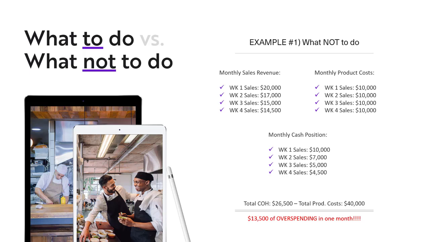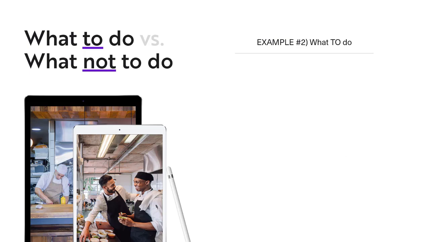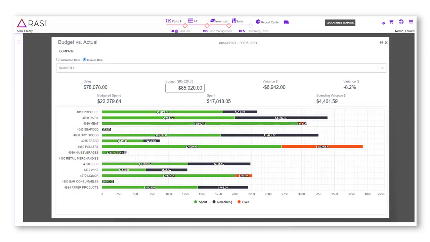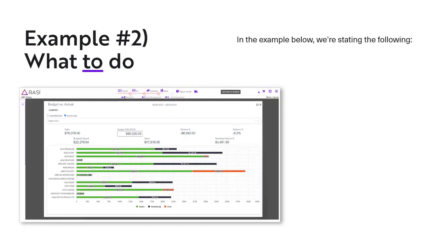So as we mentioned before, if you're using this daily, this is going to keep your variable spending in line with your fluctuating sales. Now let's look at example 2, what to do. I'm sure you all can guess, our declining budget. So in the example below, we are stating the following. Our total budgeted revenue is $85,020 for the week.